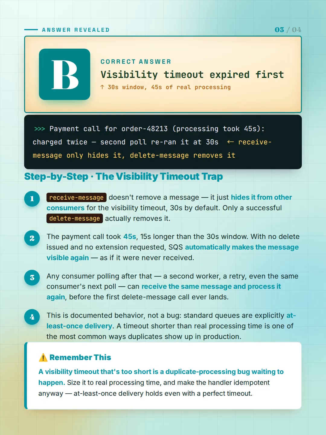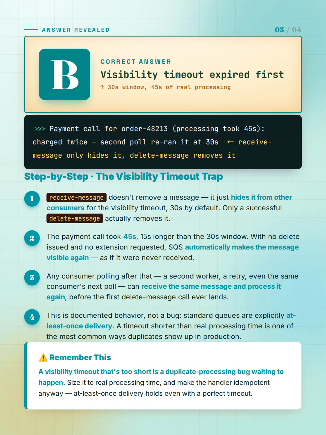Here's why. Receiving a message doesn't remove it from the queue, it just hides it from other consumers for the queue's visibility timeout, 30 seconds by default if nothing else is set. The message is still sitting in the queue the whole time it's in flight. Only a successful delete call actually removes it. The payment call here took 45 seconds, 15 seconds longer than that 30-second window.